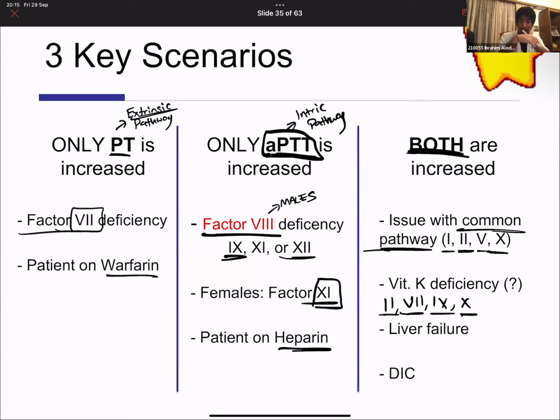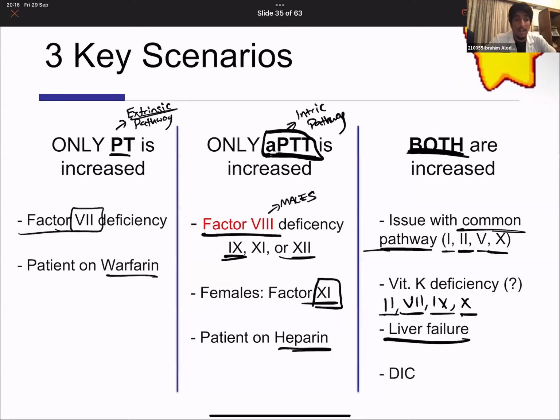The next thing that could cause both PT and APTT to be increased is liver failure. Can somebody tell me why liver failure might cause both to be increased? Liver makes platelets, liver releases the clotting factors, producing the factors.